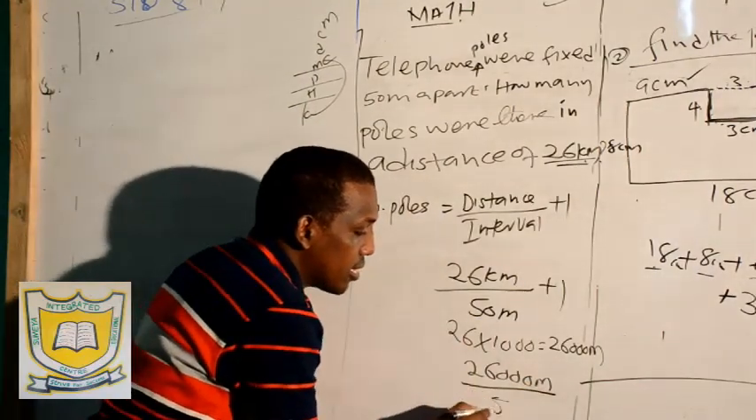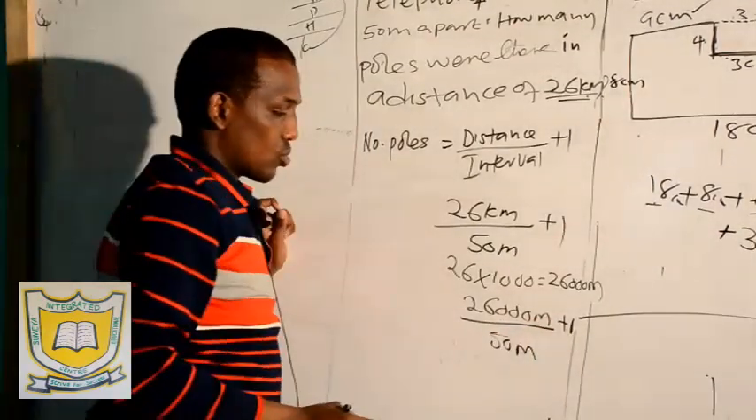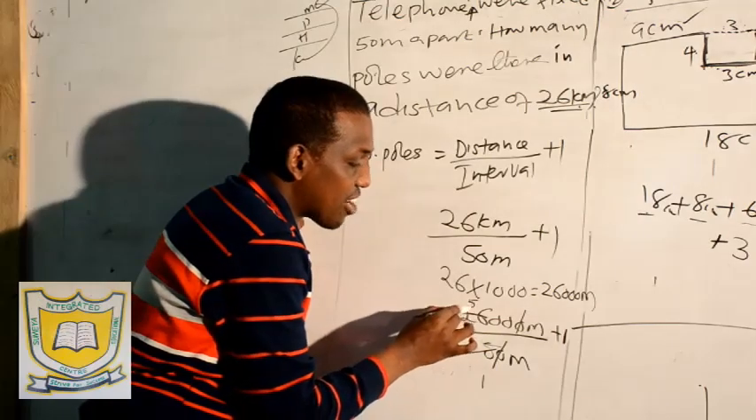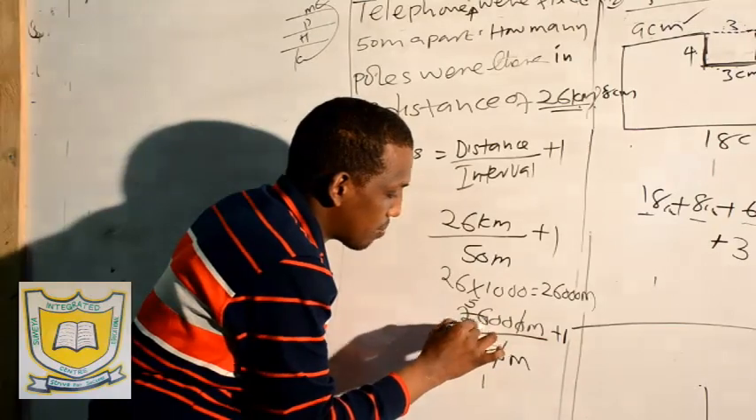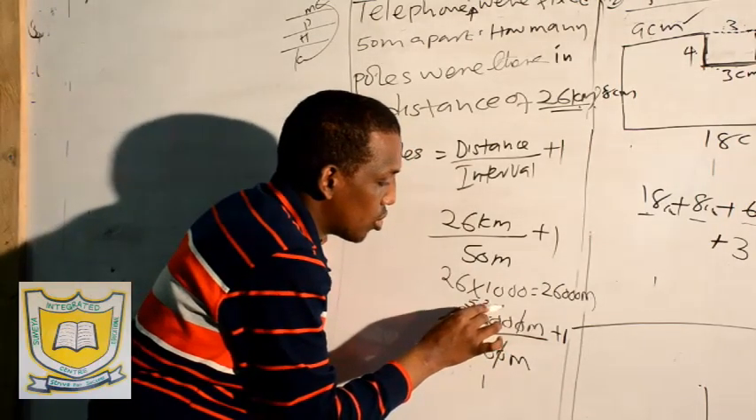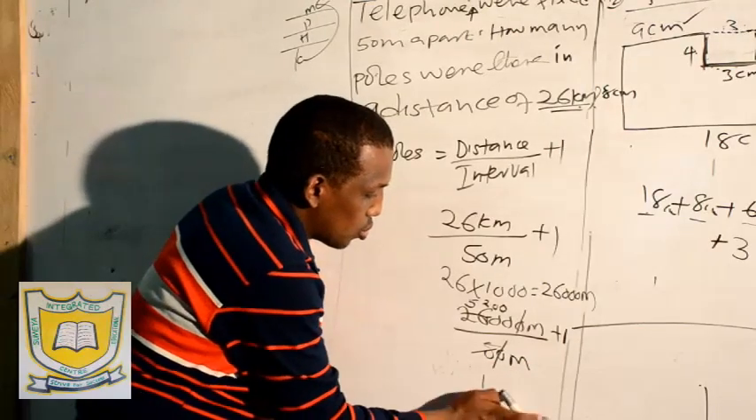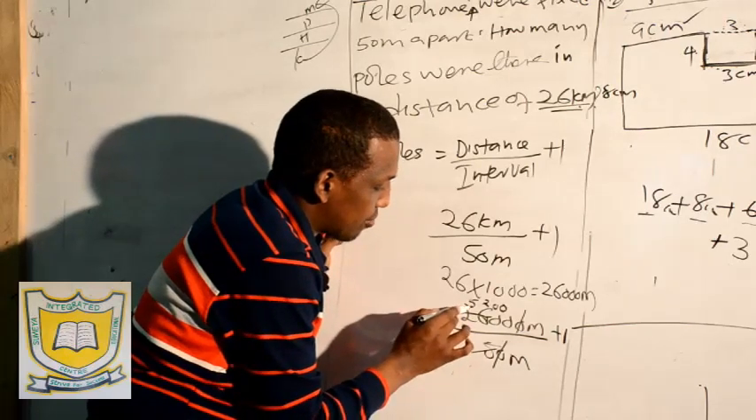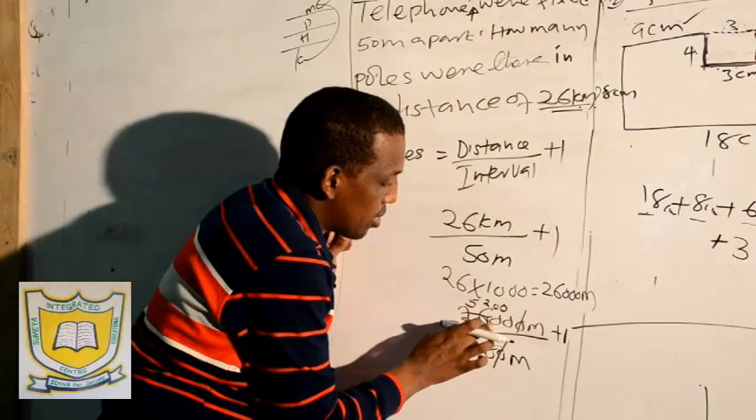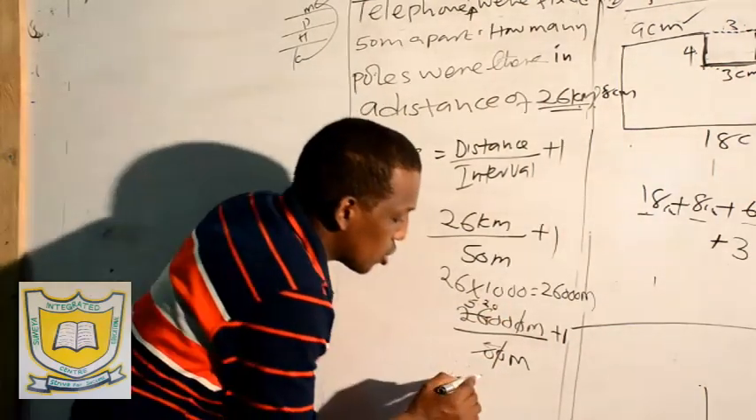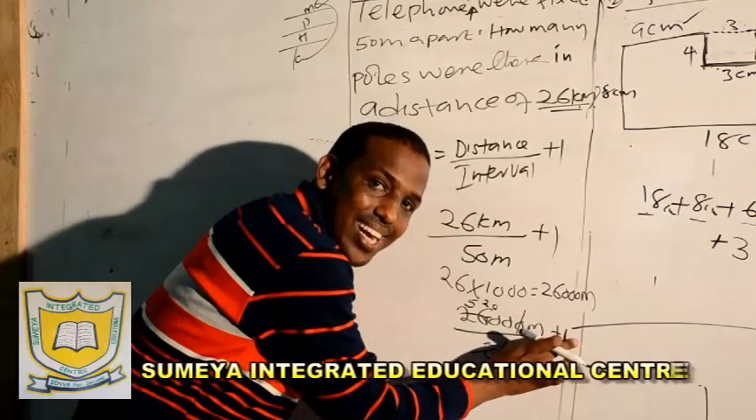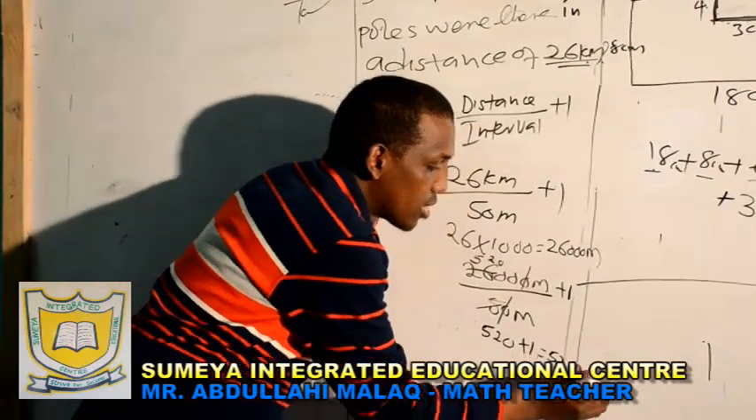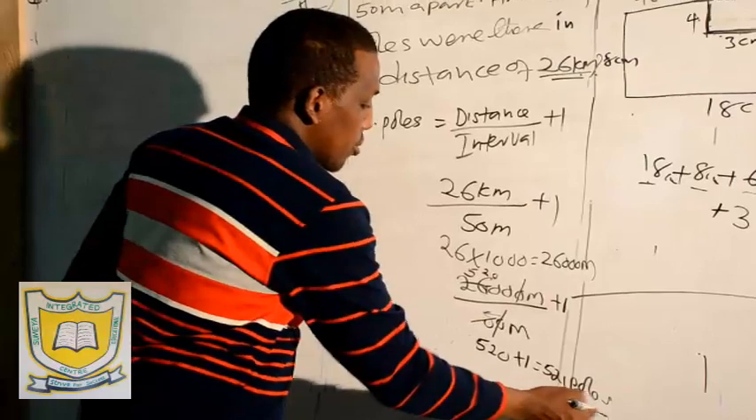26,000 over 50 meters plus 1. So we simplify, cancel. By 5, 1. By 5, 5 because of 25, remainder 1. Here will become 10. By 5, 2, then 0, 0. So we get 520. So you get 520 plus 1. We add plus 1 because it's an open line, and you get 521 poles. So that's how we get the number of poles.